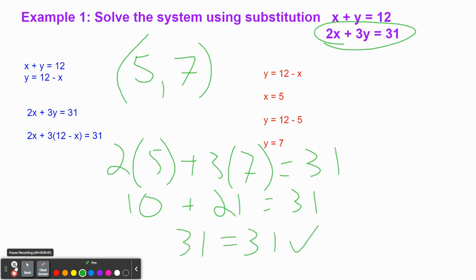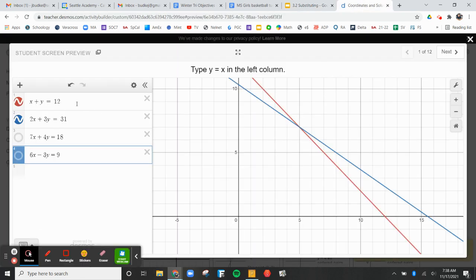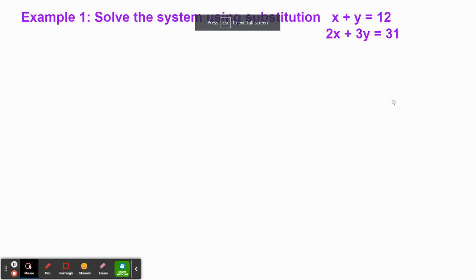Let's actually look on a graph and even check again. Here, I have x plus y equals 12 and 2x plus 3y equals 31. And if I click on the point 5, 7, that is definitely where they cross. So we're in a good spot there. Let's try another one.